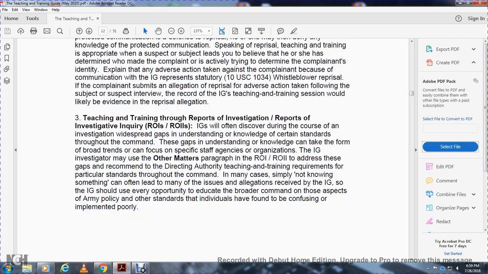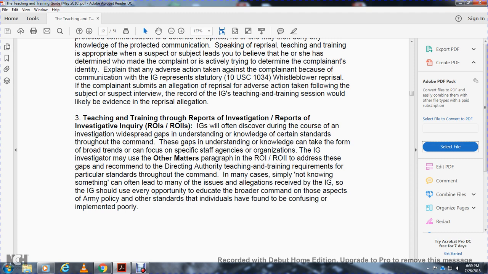Teaching and training with reports of investigation and reports of investigative inquiry. The Inspector General will often discover during the course of an investigation a widespread gap in understanding and knowledge of certain standards throughout the command. These gaps in understanding and knowledge can take the form of broad trends or focus on a specific staff, agency, or organization. The Inspector General investigator may use an other-matters paragraph of the report of investigation or report of investigative inquiry to address the gap, as recommended to the directing authority, with teaching and training requirements for the particular standard throughout the command.